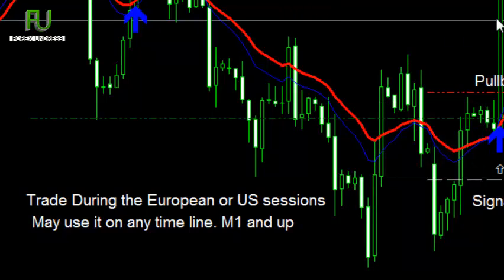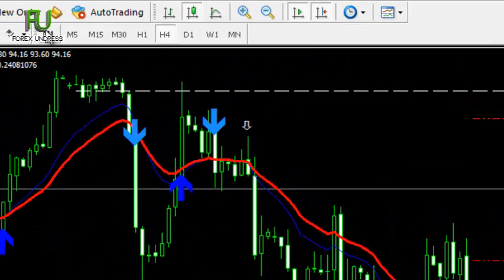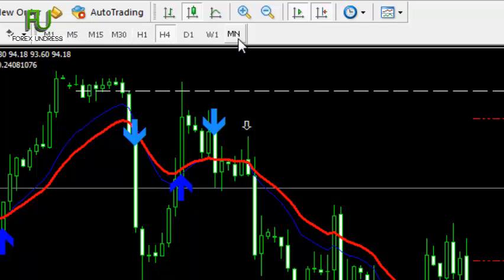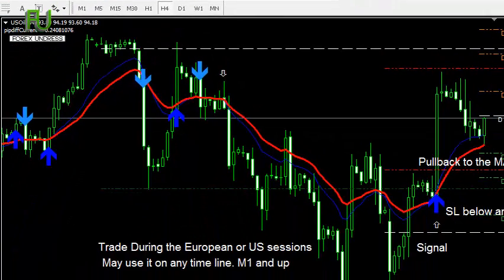Okay, the whole point of the system is you are going to trade it in the European or US sessions in most cases. You can use it on any timeline. The M1, which is up here, your timelines, all the way up to the monthlies if you want. And the idea here, I like to use it on the 4-hour with most financial instruments, and I also like to use it on the 1-hour, but I usually don't go down any lower.